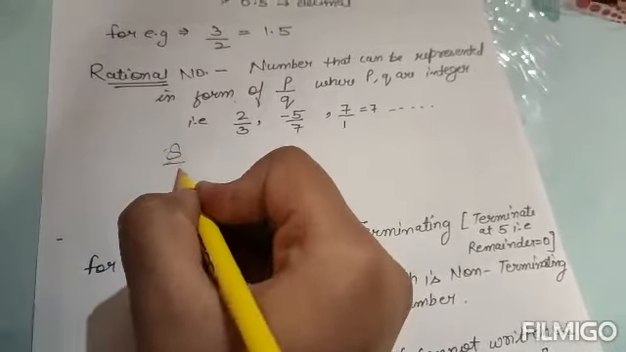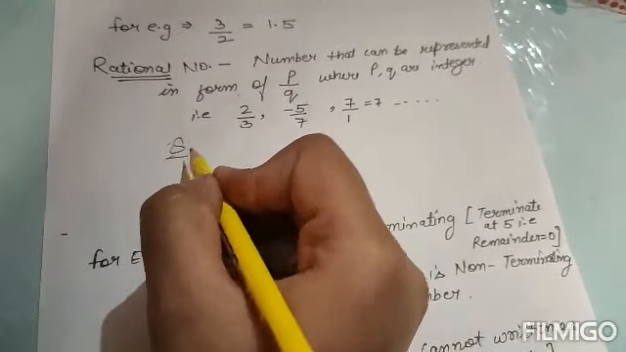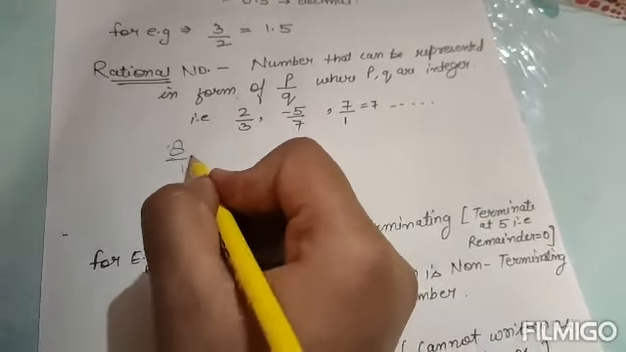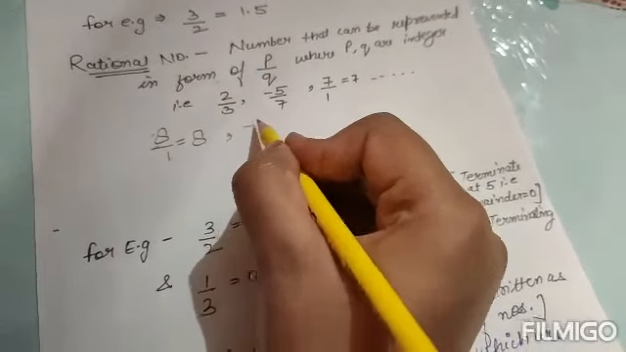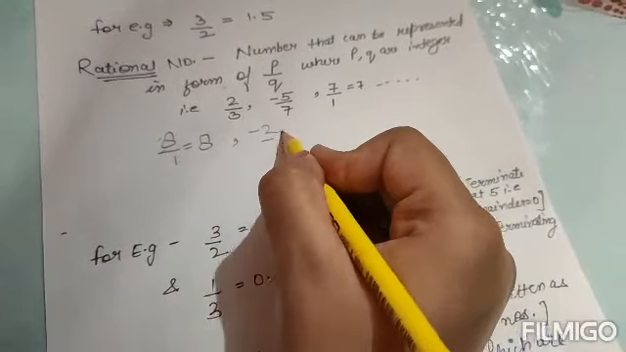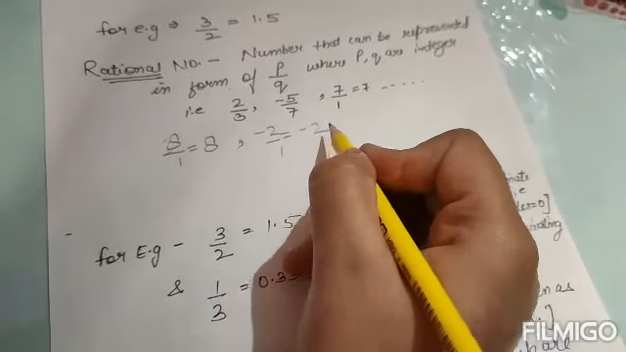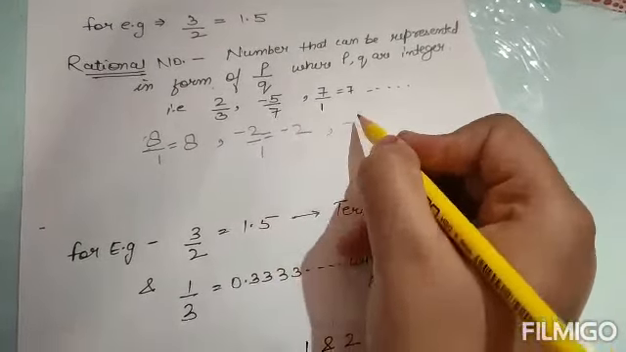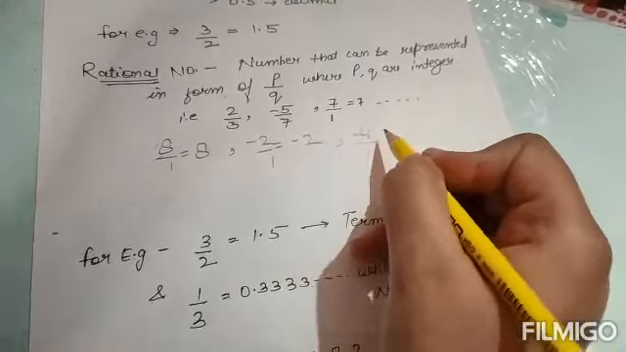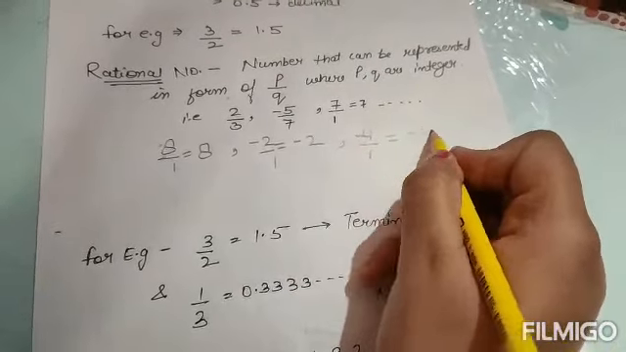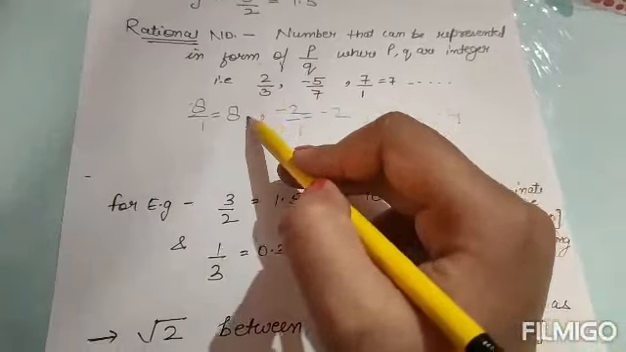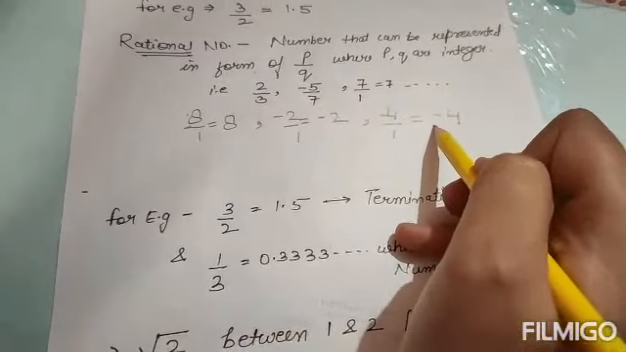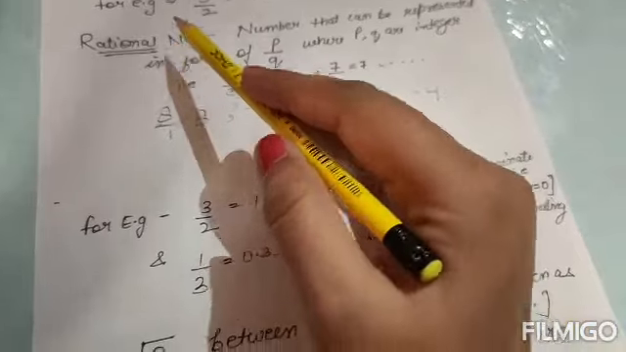8 by 1, where 8 and 1 both are integers, can be equal to 8. Similarly, -2 by 1 can be written as -2. Similarly, -4 by 1 can be written as -4. So what do we mean by that? That means that all the integers are included in our rational numbers.